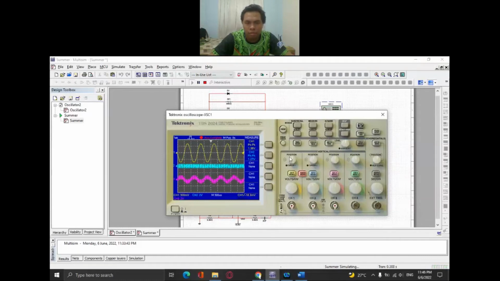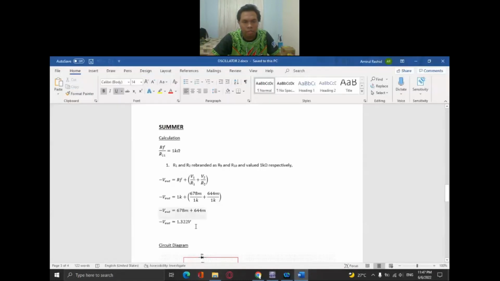And then for the last part, which is the output of combining the two inputs, we get 2.62, which divided by 2 gives 1.32. So the value that we get is almost the same as the output value that we calculated.